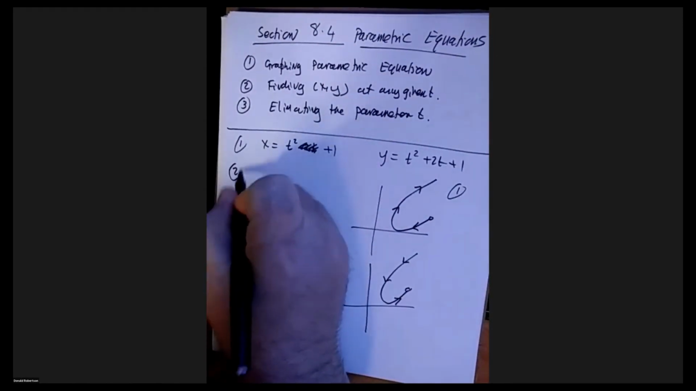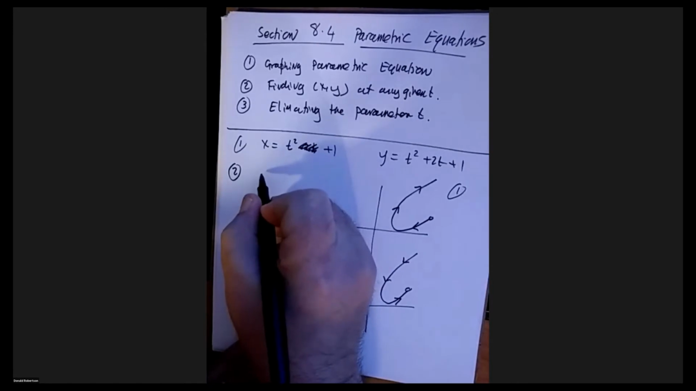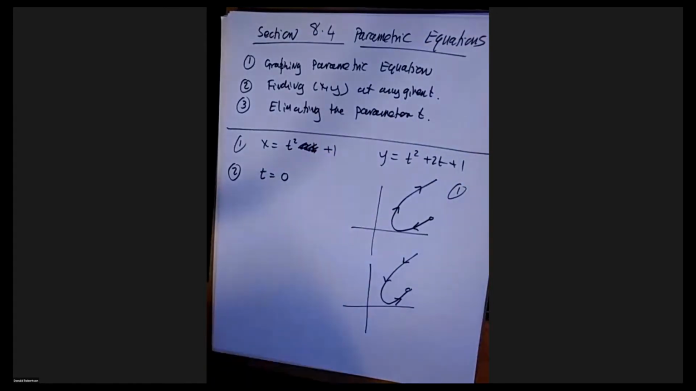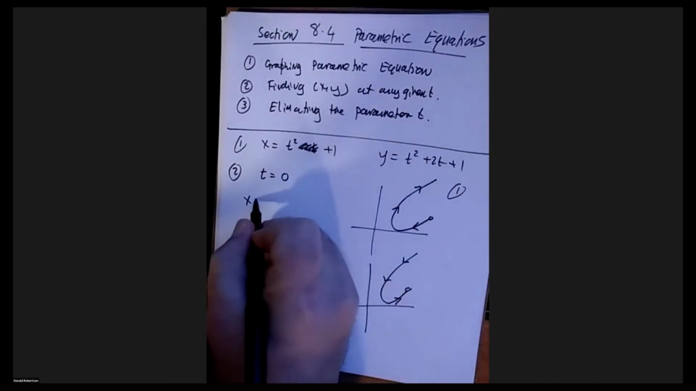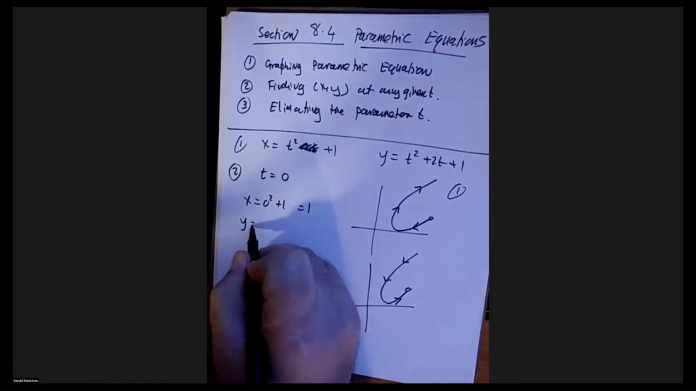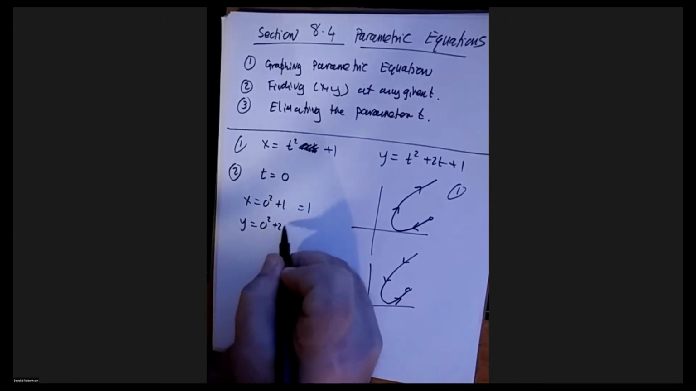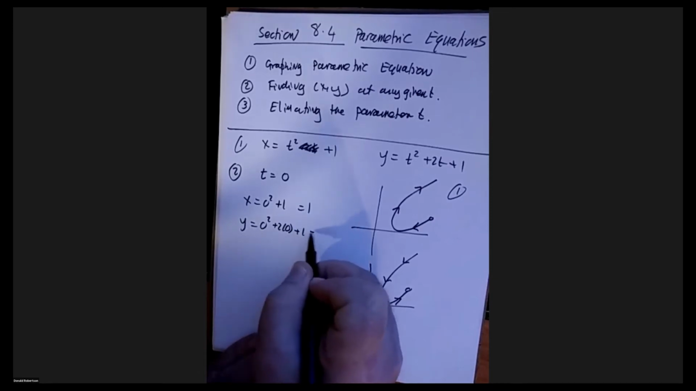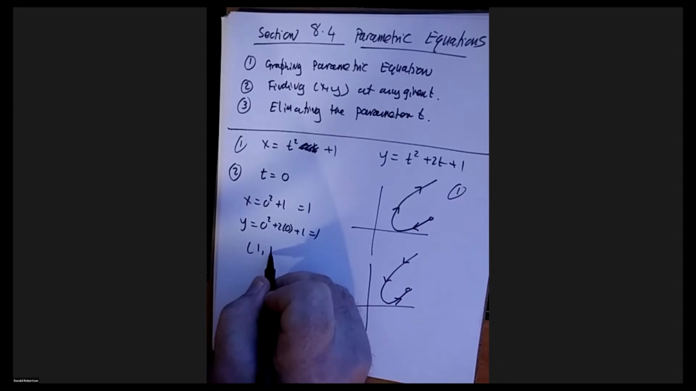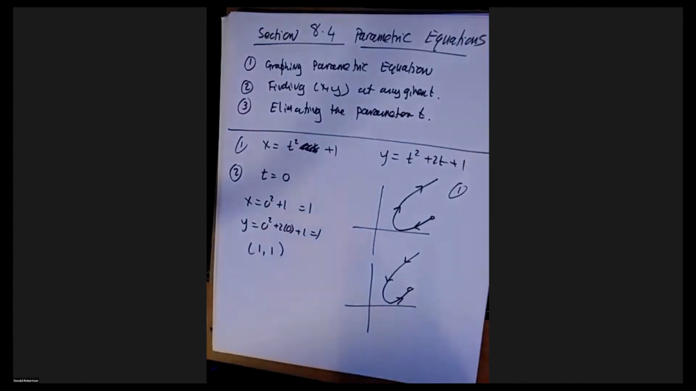Now, the second question. Suppose we ask you to find out where it is at t equals 0. Well, the x coordinate is 0 squared plus 1, which is 1. And the y coordinate is 0 squared plus 2 lots of 0 plus 1, which is 1. So at t equals 0, you're at the point 1, 1.